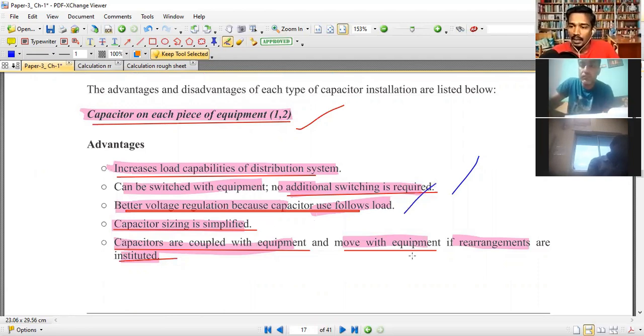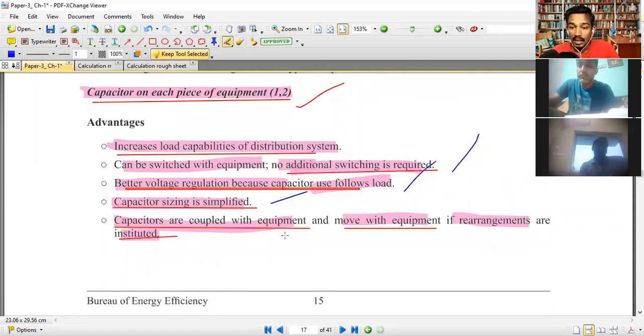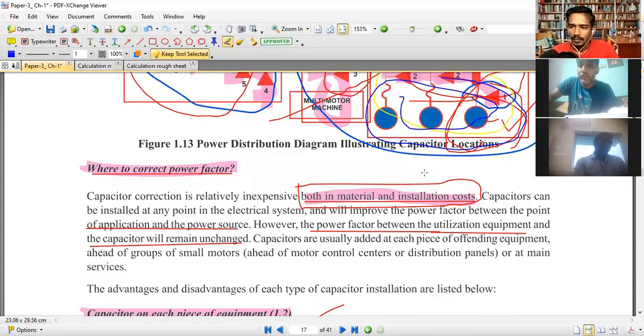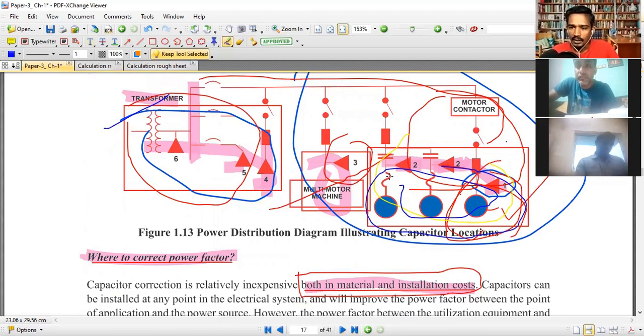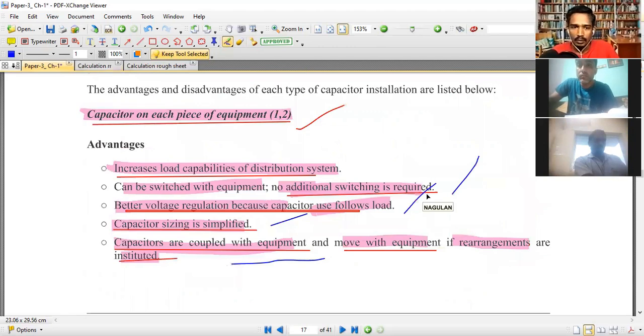The capacitor is also simplified. If you are using an individual motor, then the capacitor size will reduce. If you use it centrally, the capacitor size also increases. The capacitor is coupled directly with the equipment, so when the equipment moves there is no rearrangement. If you fix it here, there is no rearrangement, it is only fixed. Can you understand what the benefits are if you install the capacitor bank at the motor terminal? Better voltage performance, better boosting of the voltage, better performance of the motor, and it is directly connected to the equipment. No switching is needed, and the capacitor size is also reduced.